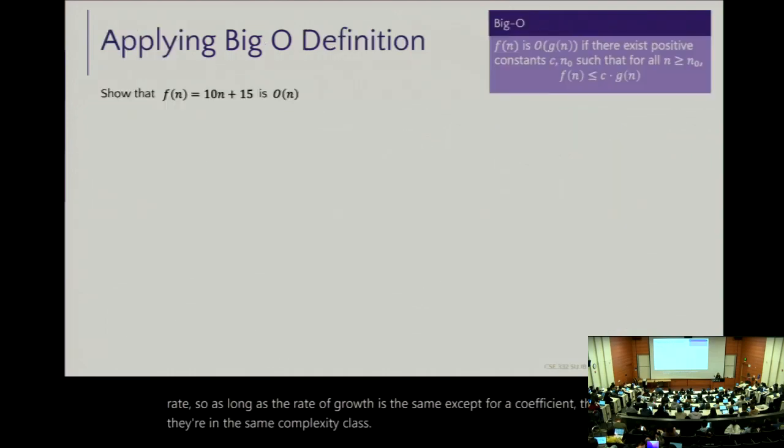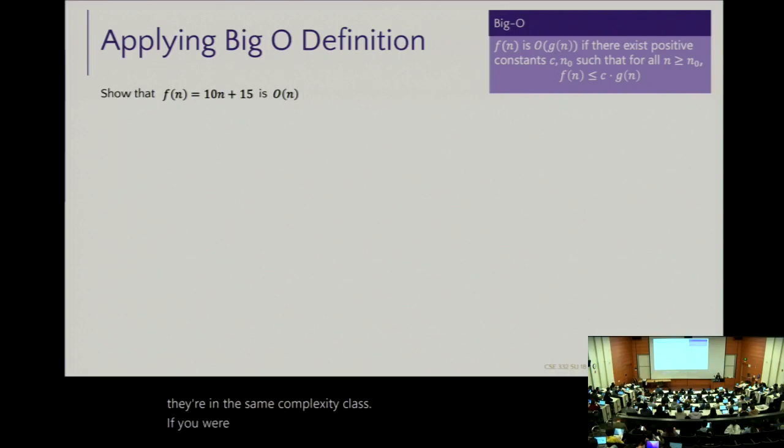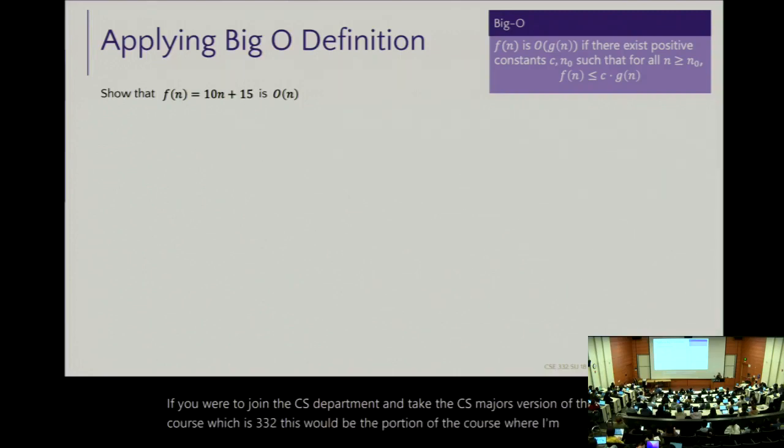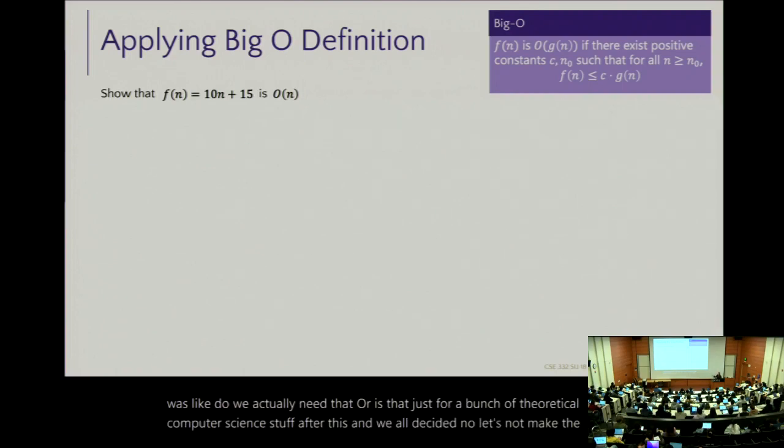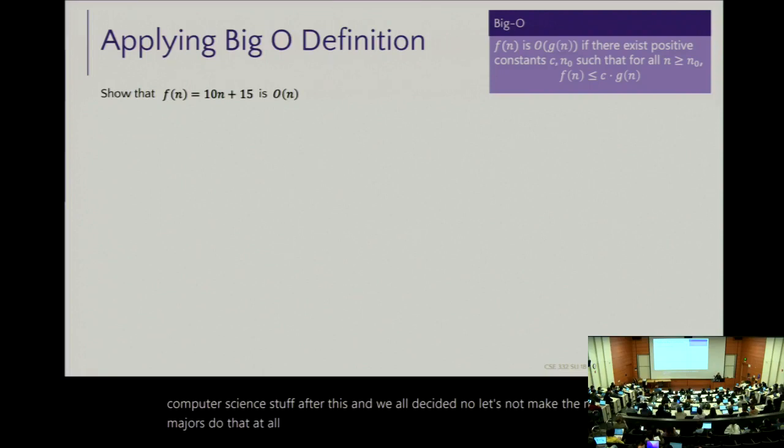Now, if you were to join the CS department and take the CS majors version of this course, which is 332, this would be the portion of the course where I'm like, get ready, we're going to write a bunch of mathematical proofs for the next week. And that's actually what the CS majors have to do. But we all got around and I was like, hey, do we actually need that? Or is that just for theoretical computer science stuff after this? And we all decided, no, let's not make the non-majors do that at all. So you're not going to be asked to do proofs in this class.